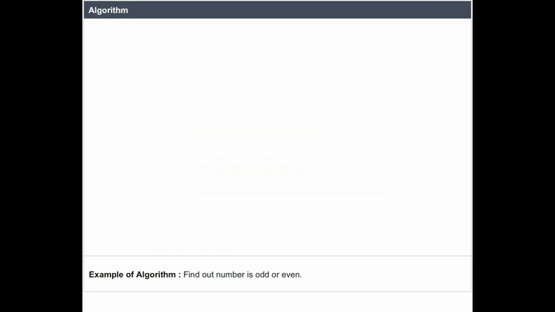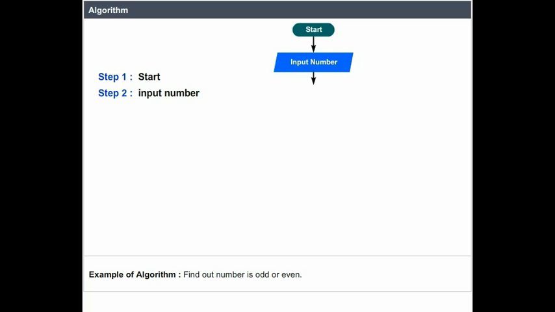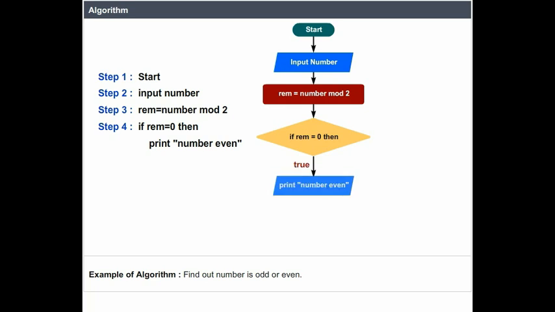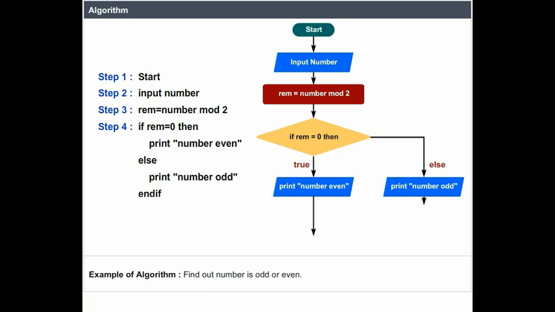Example of algorithm: find out if a number is odd or even. Step 1. Start. Step 2. Input number. Step 3. Remainder equals number mod 2. Step 4. If remainder equals 0, then print number even, else print number odd. End if. Step 5. Stop.